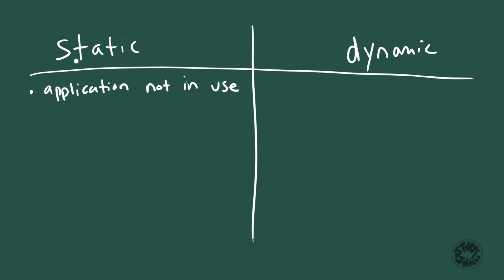This kind of makes sense from the word, right? The word static means it's like standing still. So the application is standing still, it's not moving. And contrast that to dynamic. What do you think dynamic means? Yeah, the application is running.